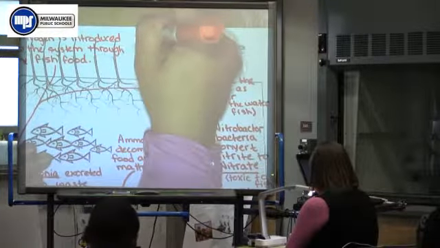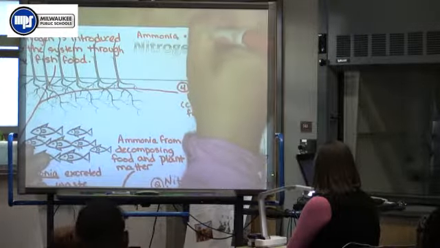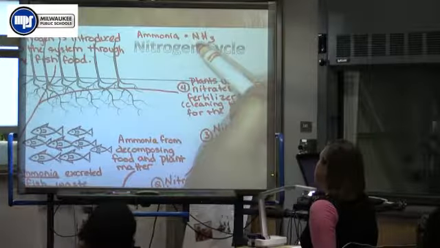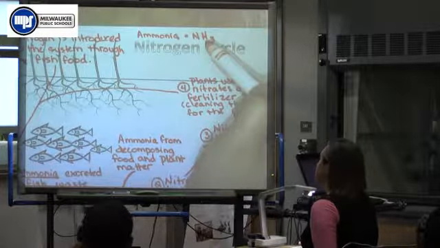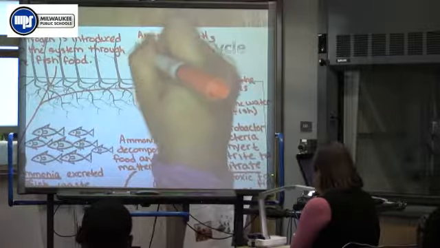Be nice to each other. So ammonia is NH3. What does the N stand for? Anybody remember? Nitrogen. What does the H stand for? Hydrogen. Excellent. All right. So then we have nitrite.